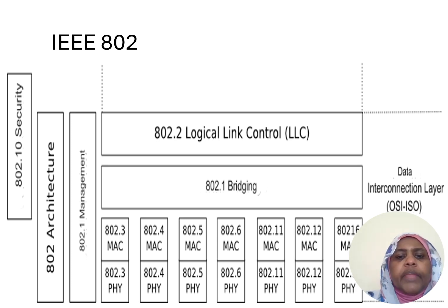The physical layer has 802.3, 802.4, 802.5, 802.6, 802.11, 802.12, and 802.16. The same applies for the medium access layer. As for 802.1, this is the standard for bridging, which we're going to discuss shortly in this lecture. And 802.2 is for the logical link control, which we will also be discussing. 802.1 is also for management, and 802.10 is for security.